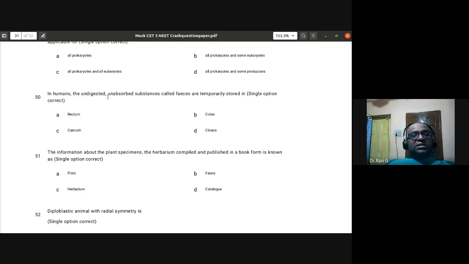In humans, the undigested, unabsorbed substances called feces are temporarily stored in the rectum. So for the 50th, A is the answer.